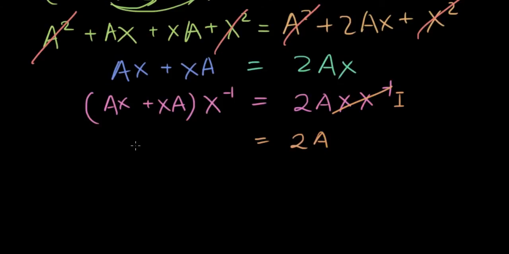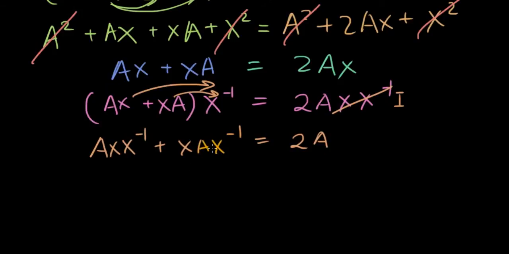And then on the left hand side, I'm going to expand it out using the distributive law. So I have AX times inverse of X plus XA times inverse of X. Then I have X times inverse of X over here, so that cancels down to I. A times I is just A, so I have A plus XA X inverse equals 2A.